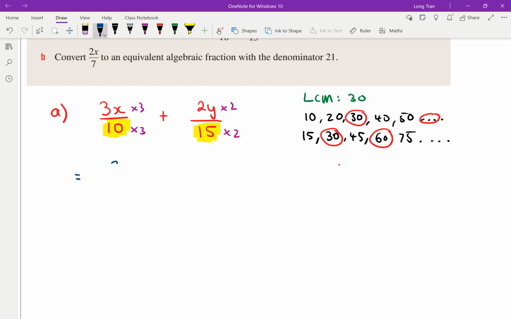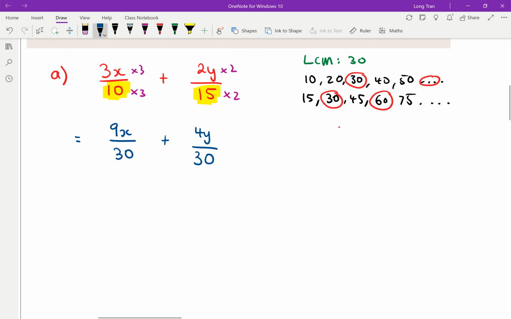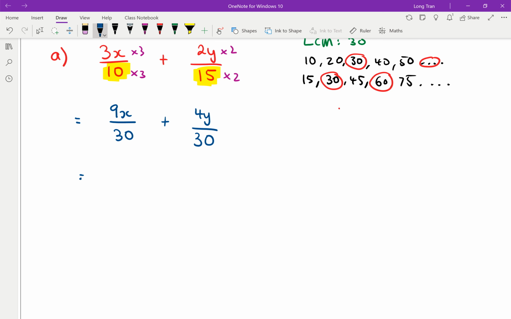So we can see we've got 9x, so 3x times 3. 3 times the 3 is 9. And then denominator, 10 times 3 is 30, plus 2 times 2y is 4y, over 15 times 2, which is 30. Okay, so putting them together, I can now say together, how many 30ths do I have?